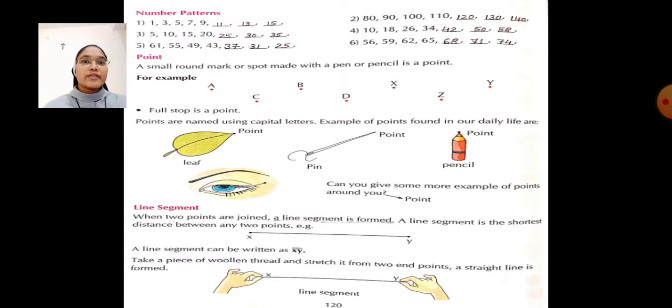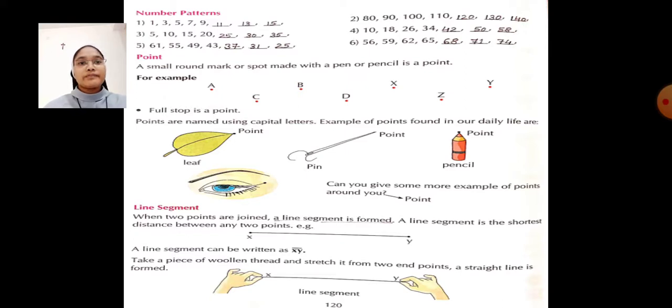Example is given here, you see. In the line, both side points are there and XY name is given. A line segment can be written as XY. Now you can do the experiment. Take a piece of woolen thread and stretch it from two end points. A straight line is formed.